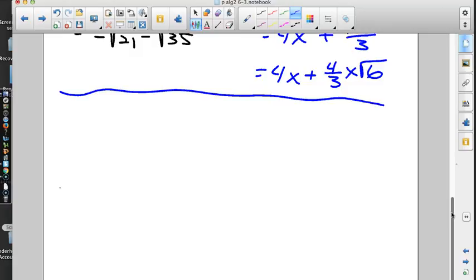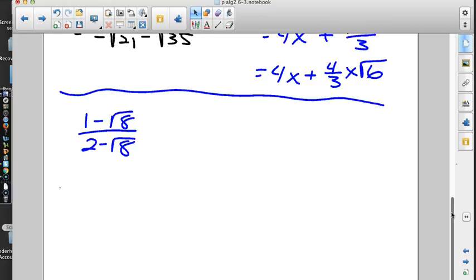And it is 1 minus the square root of 8 over 2 minus the square root of 8. But here's what you're going to do. You're going to talk to your partner, and you're going to decide who of the two of you is going to simplify the square root of 8 before they do the problem, and which of you will not. And we'll just go after this the way we've been doing it. Because what I need you to see is which one takes more steps.